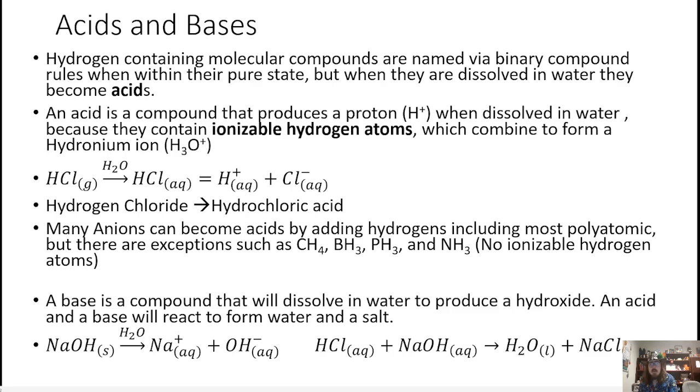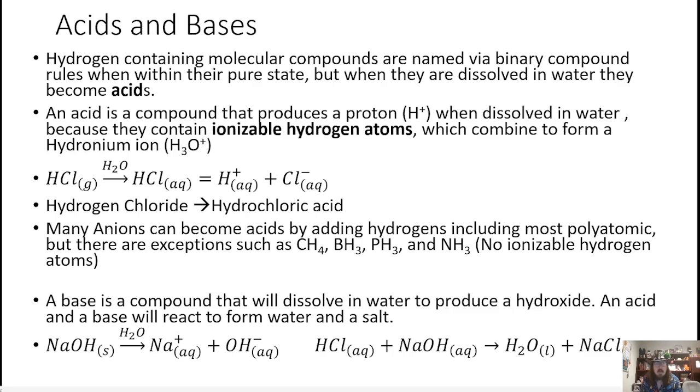Now, many anions will become acids when you add a hydrogen to it, including many of our polyatomic anions. But there are a few notable exceptions that will not be acids. CH4 is methane, BH3 is borane, PH3 is phosphine, and NH3 is ammonia. These guys do not contain ionizable hydrogen atoms, and so they get named completely different, and we will not see them on any sort of tests, at least not on this.